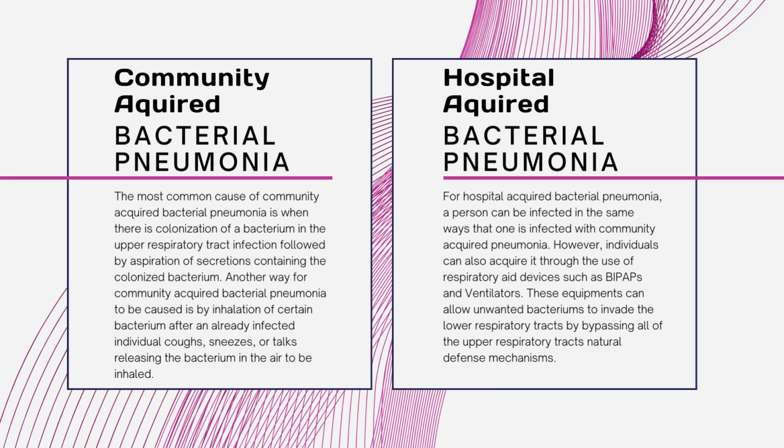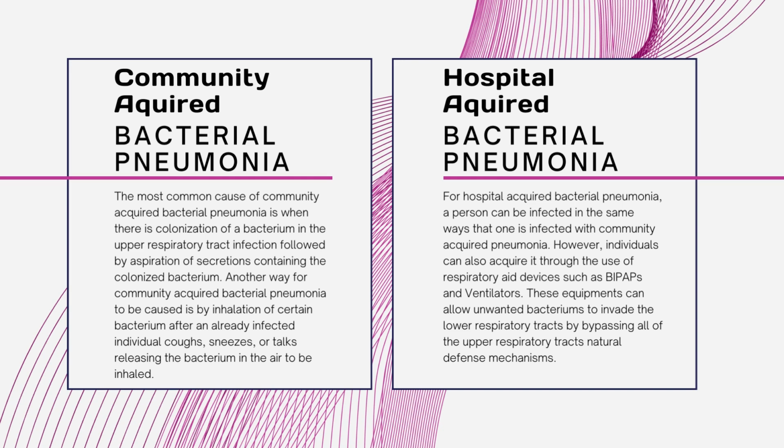So, there are two categories of bacterial pneumonia: community acquired bacterial pneumonia and hospital acquired bacterial pneumonia. The most common cause of community acquired bacterial pneumonia is colonization of a bacterium in the upper respiratory tract, followed by aspiration of secretions containing the colonized bacterium. Another way for community acquired bacterial pneumonia to be caused is by inhalation of certain bacteria after an already infected individual coughs, sneezes, or talks, releasing the bacteria into the air to be inhaled.